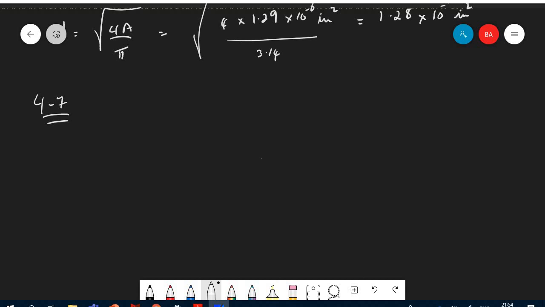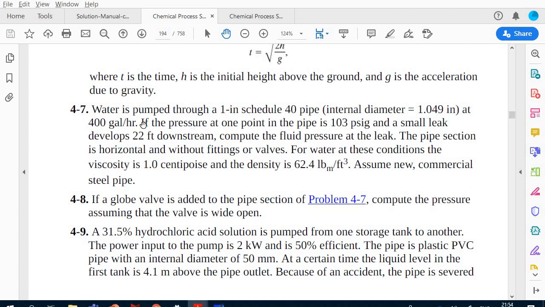In 4.7, what I want is to find delta P for flow of liquid in pipes. I write this because I just want to make sure what I'm trying to target here, and let's read it just to make sure about what it needs.